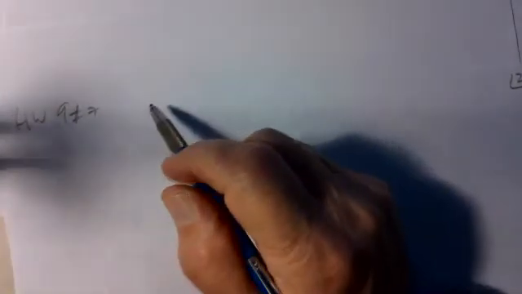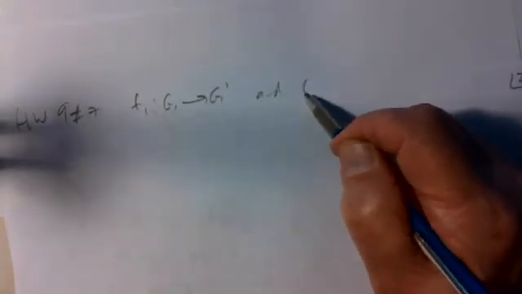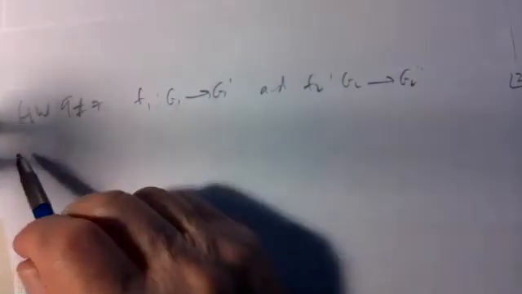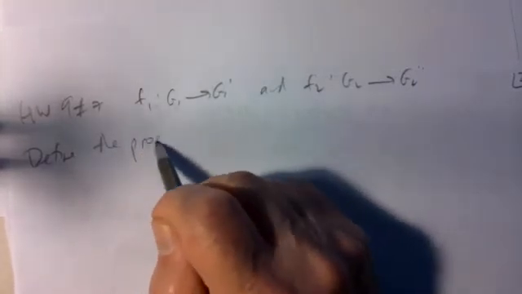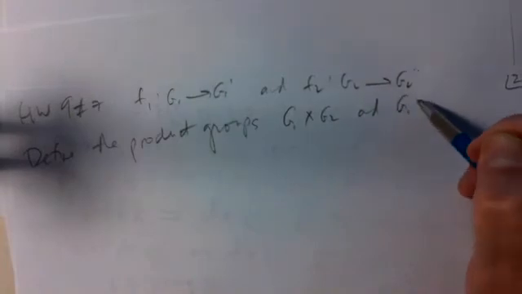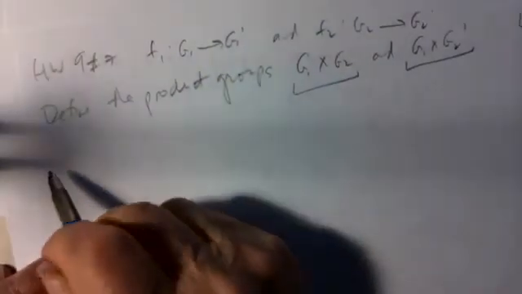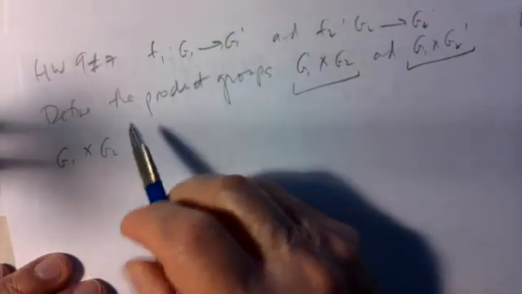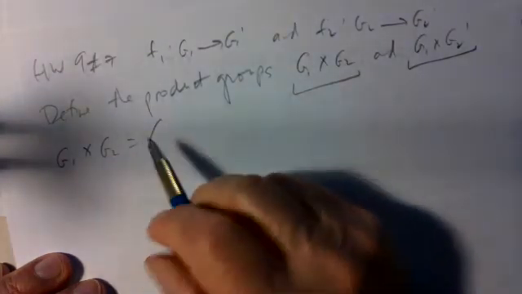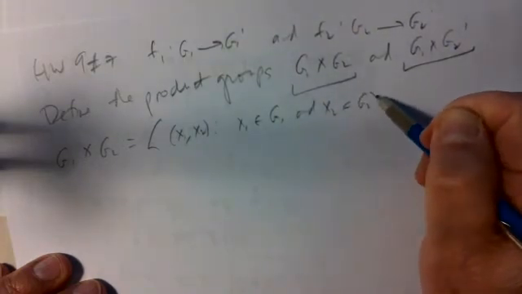So homework 9, number 7, we have two homomorphisms, a homomorphism f1 from G1 to G1 prime, and a homomorphism f2 from G2 to G2 prime. So then we have to define the product groups G1 times G2 and G1 prime times G2 prime. That is, you have to know what these are as groups. So let me just review that. So G1 times G2, this is all elements of the form, say x1, x2, all ordered pairs, where x1 is in G1 and x2 is in G2. That's what this set is.